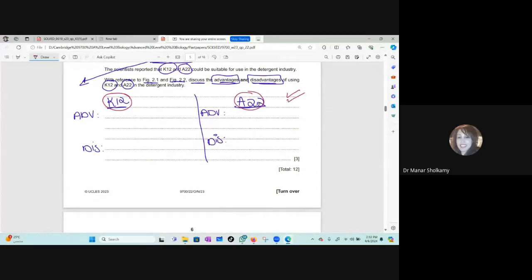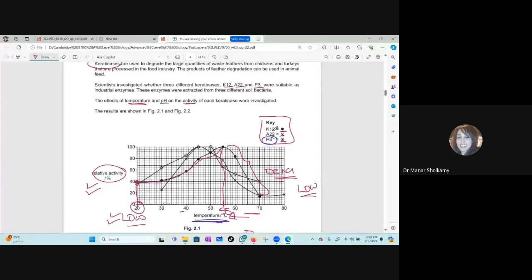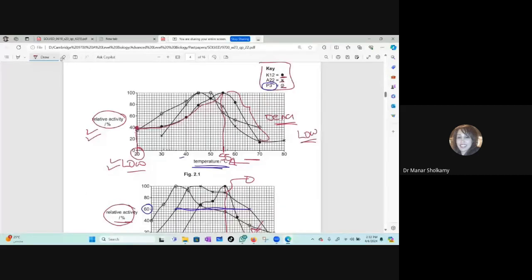Okay? Fine. Now let's look at A22. A22 is X. So let's look at this graph, Adham. What can you say? And give me one advantage and one disadvantage when it comes to temperature. A22? Yes, the graph with X. Can it work at low temperature? Yes, it can. Both of them can work at low temperature.